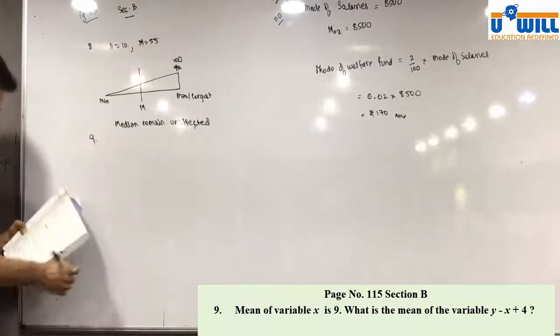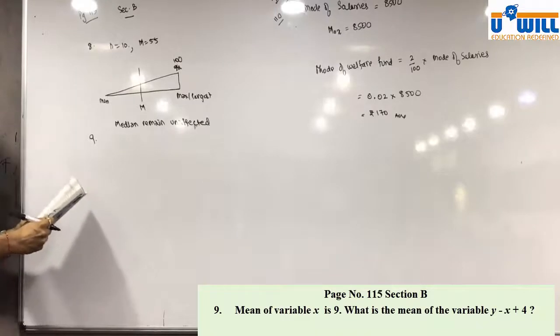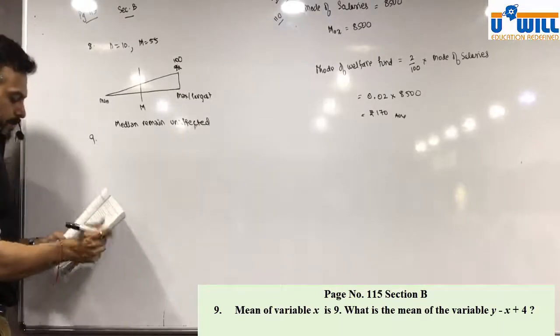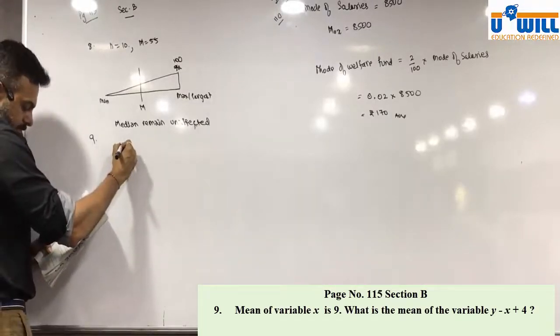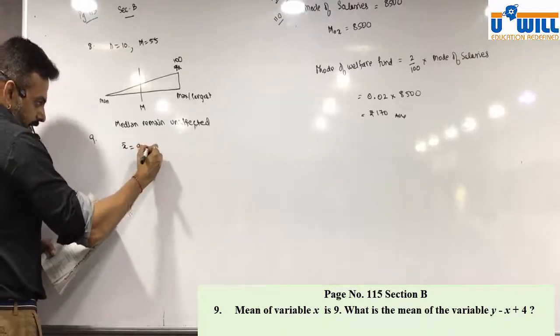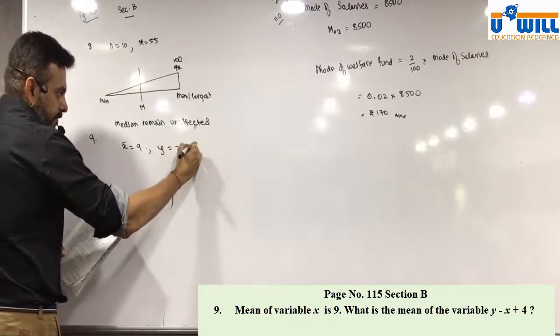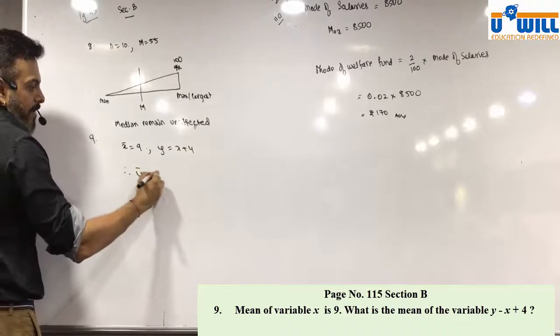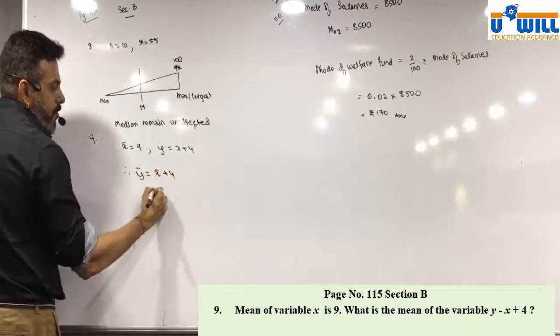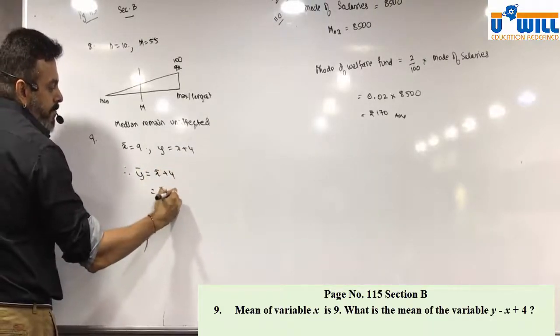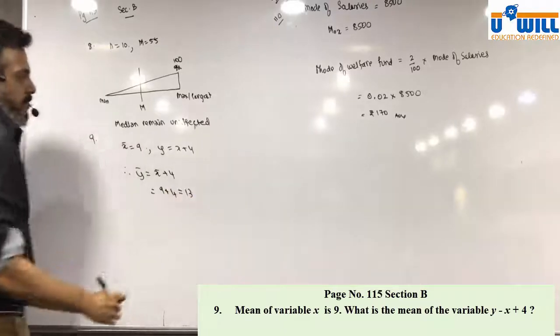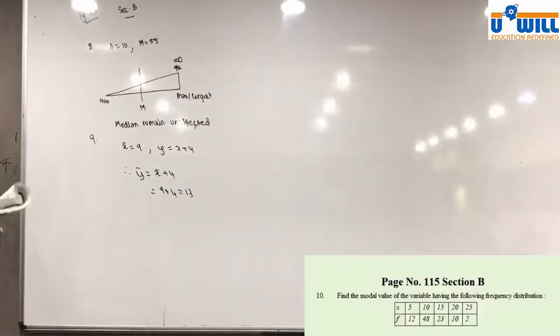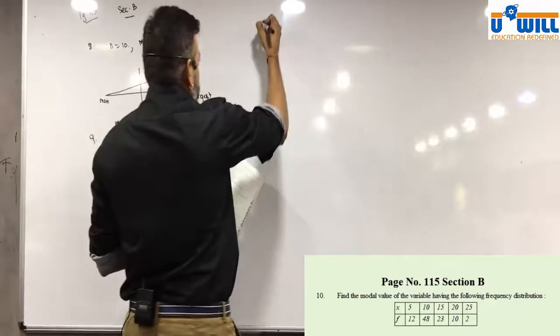Okay. Ninth, just what we did. Mean of variable x is 9. What is the mean of variable y? So x bar is equal to 9. Y is equal to x plus 4. Therefore, y bar is equal to x bar plus 4, which is equal to 9 plus 4, which is equal to 13.